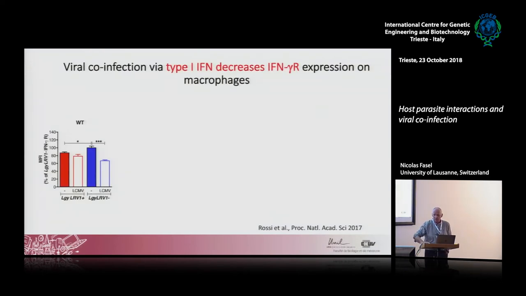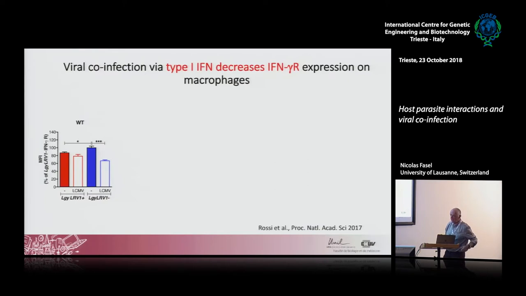What we think is that when you have type 1 interferon, you have a decrease in the interferon gamma receptor. So cells will respond less to interferon gamma. This is what you can see here. We measure the interferon gamma receptor at the surface of the macrophage. When you infect with V+, you have this amount. When you have V-, you have more interferon gamma receptor at the cell surface. When you now co-infect with LCMV, you have a decrease in the interferon gamma receptor.